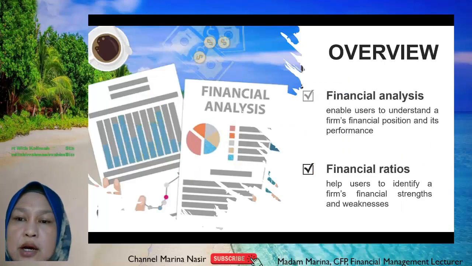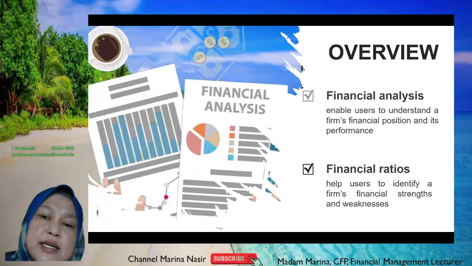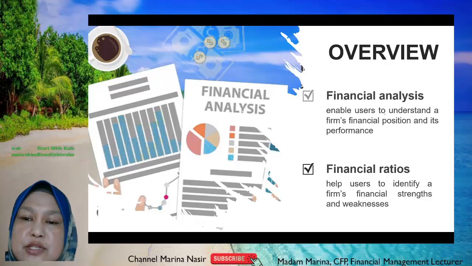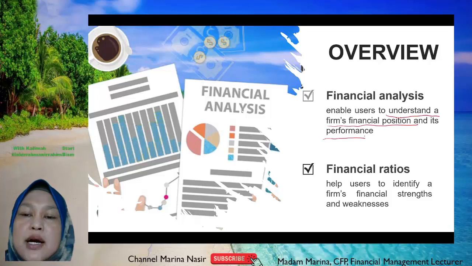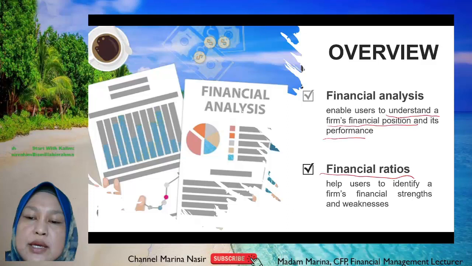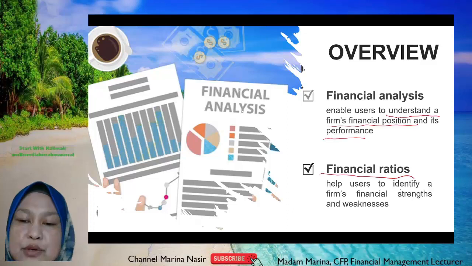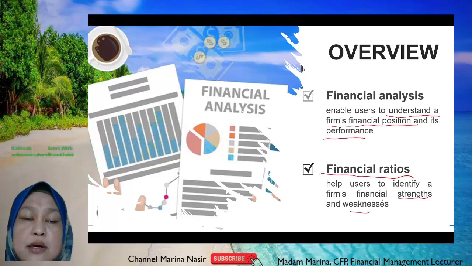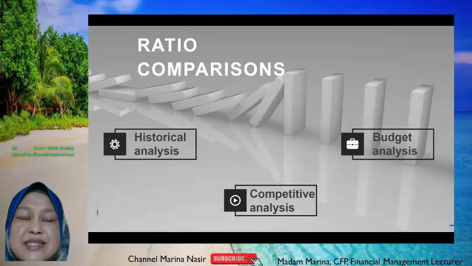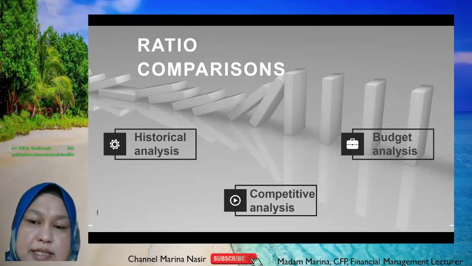Overview of financial analysis: it enables users to understand the firm's financial position and its performance. How do we understand? We can use financial ratios. From these financial ratios, we can identify the firm's financial strengths or weaknesses. These are the three types of ratio comparison: historical analysis, budget analysis, and competitive analysis.